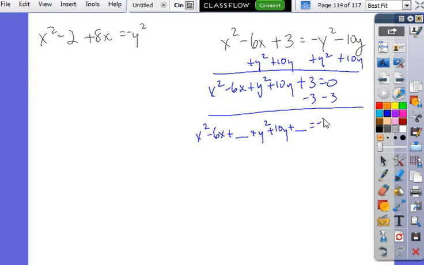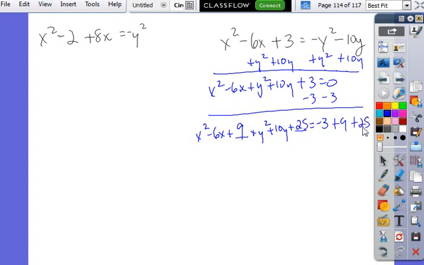So I wind up with this. I've got to plug in my number for this part and plug in my number for the second part. Well, if 6 is in the middle right here, 6 divided by 2 is 3. 3 squared is 9, so I'm going to put plus 9. Then I'm going to go ahead and put plus 9 over there. 10 is in the middle. 10 divided by 2 is 5. 5 squared is 25, so I'm going to put plus 25 on the other side.